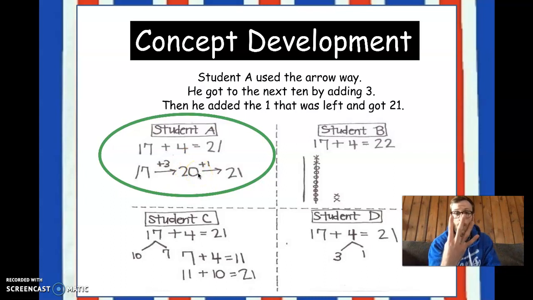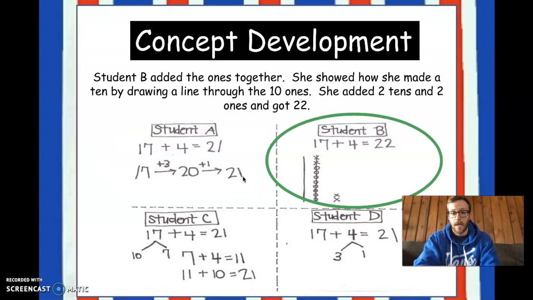But if we had 4 and we just took 3 of them, how many do we have left? We have 1 left. Good job. So we have that 1 that we need to add on to 20. So 20 plus 1 right here where I'm circling, and we get 21. So do you think he's correct? I think he's correct too. Good job, student A. Now we're moving on to student B.